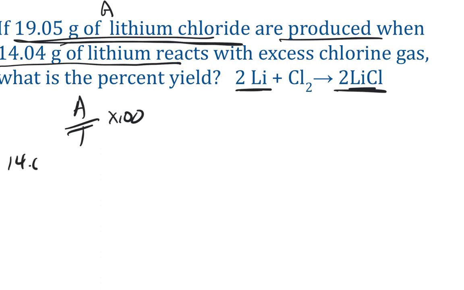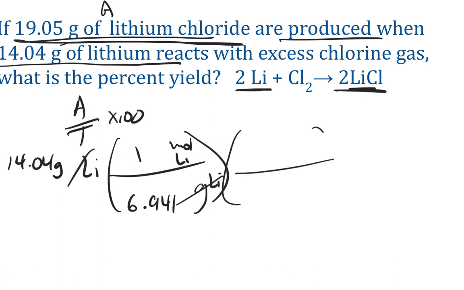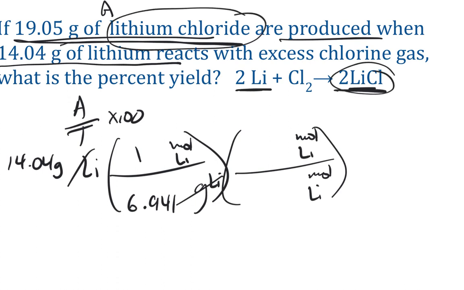So 14.04 gram of lithium to mole of lithium. The number in front of mole is 1 and gram for lithium. I think it's 6.9 something on the periodic table, 6.941 roughly. Now I put mole of lithium in the bottom. And when you have mole on the bottom, you go to mole on top. The substance we have interest in is lithium chloride, which is the product, LiCl. The number in front of lithium is a 2. The number in front of lithium chloride is also 2, so they cancel out.